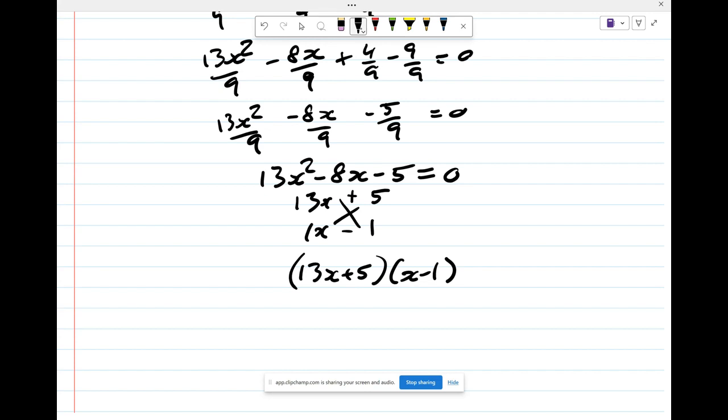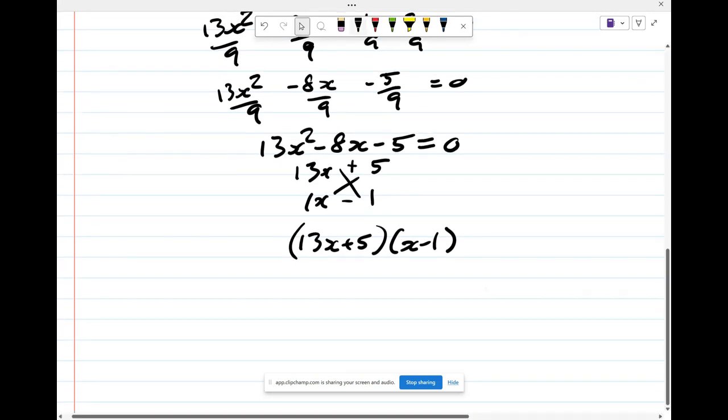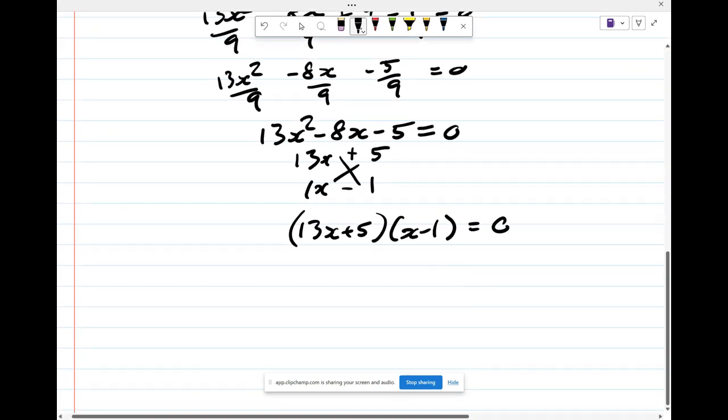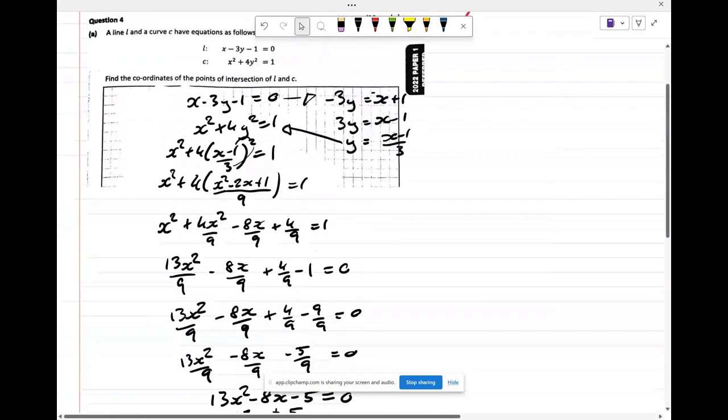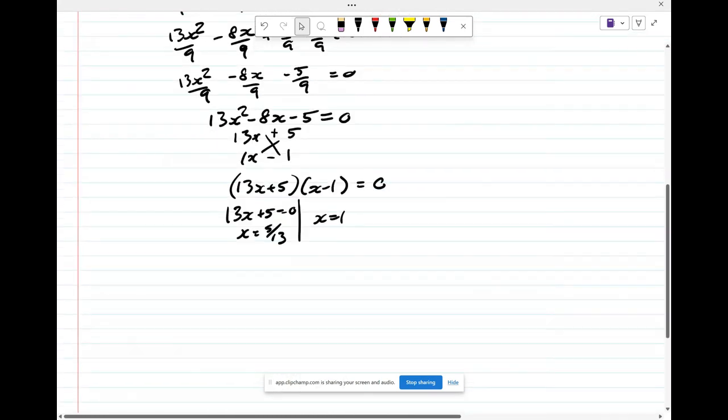13x squared minus 13x plus 5x. Yeah, sorry, I was just checking how that works. So that's equal to 0. So the only way that's equal to 0 is if one of them is equal to 0. So x equals minus 5 over 13 and x equals 1. And now we're going to go back and find our y.